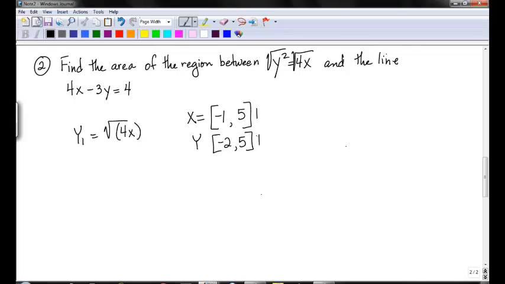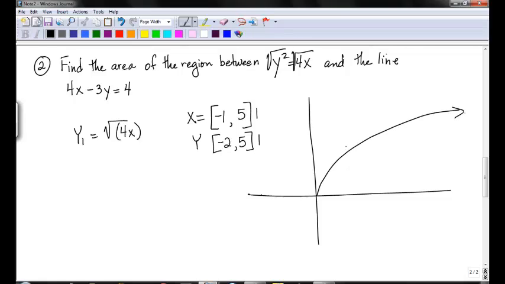And then the window, we want negative 1 to 5, scale 1, and we want negative 2 to 5, scale 1. Graph just that much, okay? And you should see, okay, because this is a y to the second and an x to the first, and it's positive, it opens to the right.